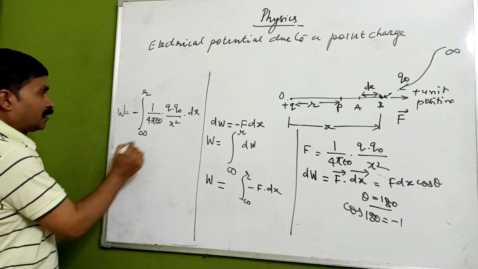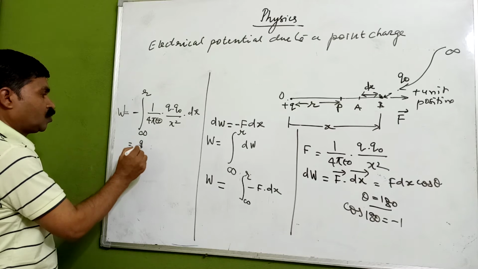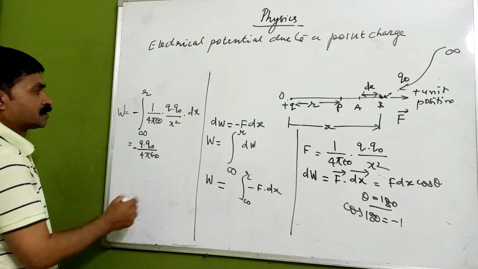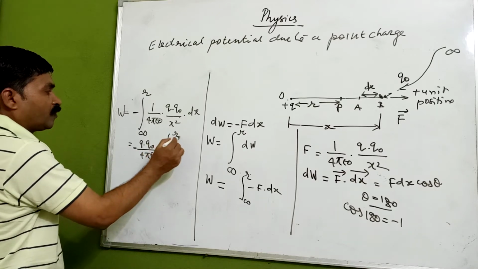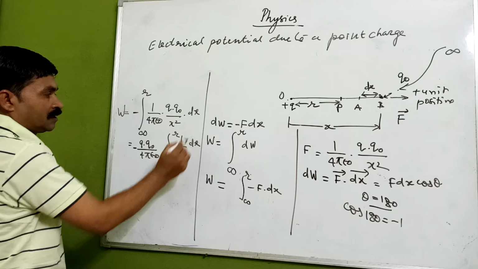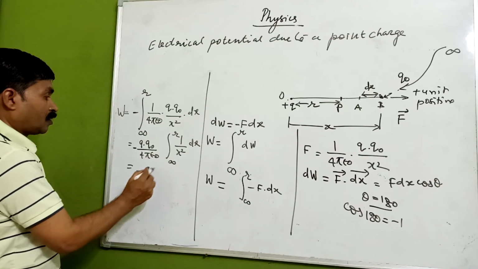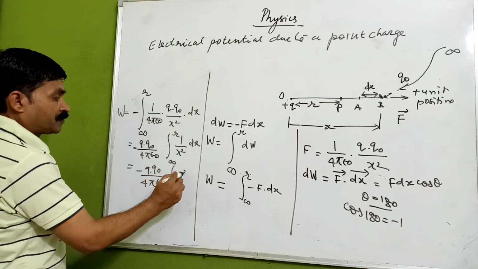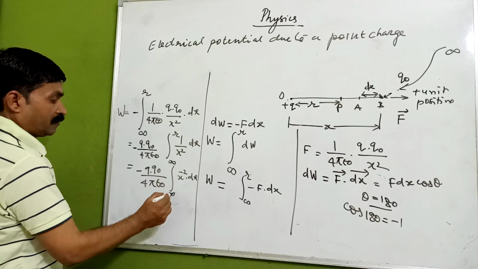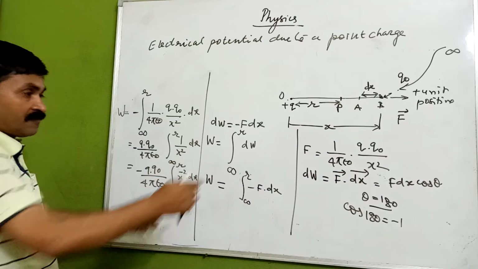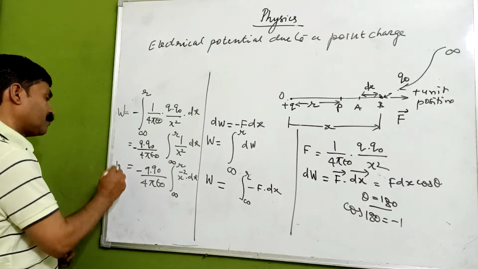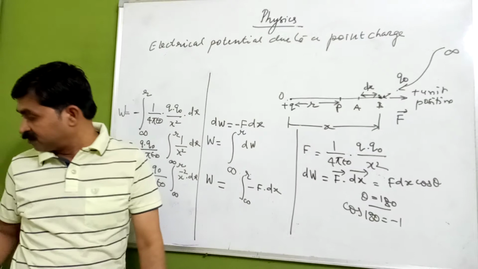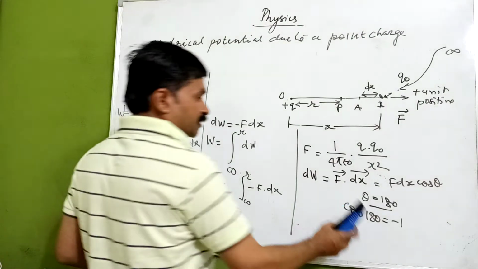Now here we can write it as minus q into q naught upon 4 pi epsilon naught, and this will be from infinity to r, 1 upon x square dx, or we can write minus q into q naught upon 4 pi epsilon naught, x raised to the power minus 2 dx from infinity to r. This is the work done which is in the opposite direction. Why it is in the opposite direction, we have already studied.